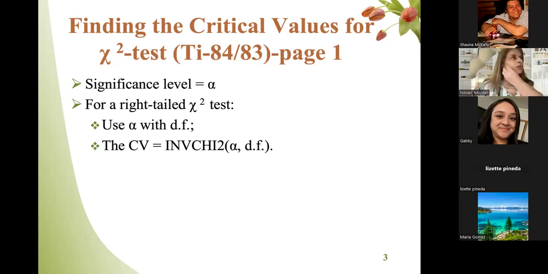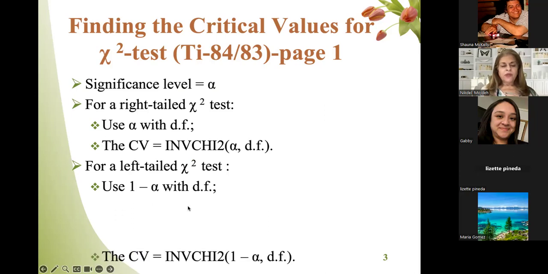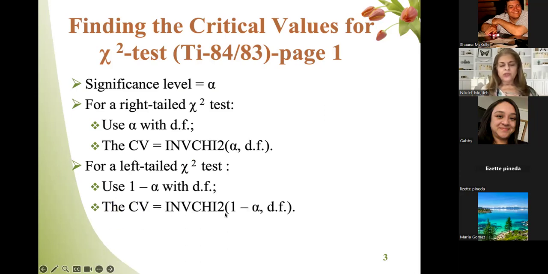For the online section, the program is given to you in the PowerPoint, and I also gave you a link on how to write that program. If you didn't want to write the program, I also gave you a site where you can find inverse chi-square or inverse T or inverse norm. These are for both class, online and hybrid. Okay, for a left tail chi-square test, you need 1 minus alpha and degree of freedom. So critical value is inverse chi-square of 1 minus alpha and degree of freedom.